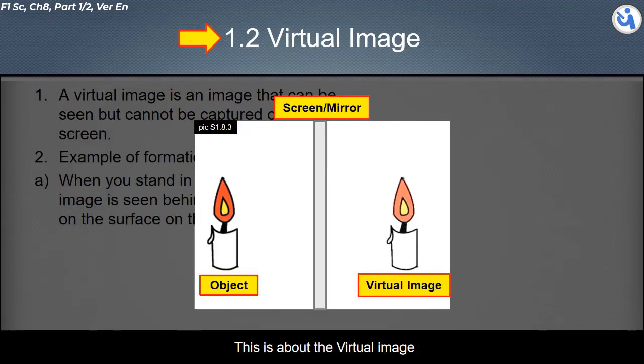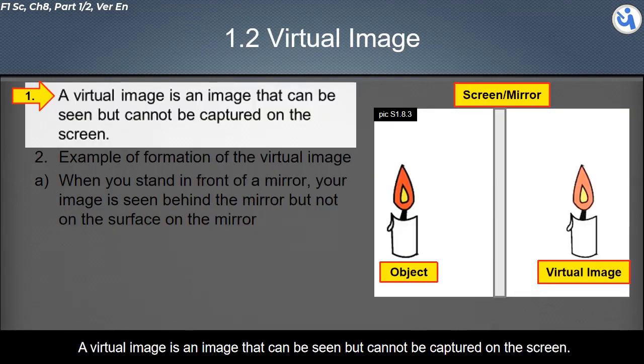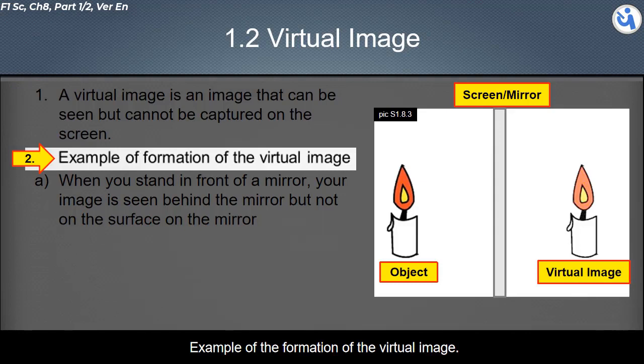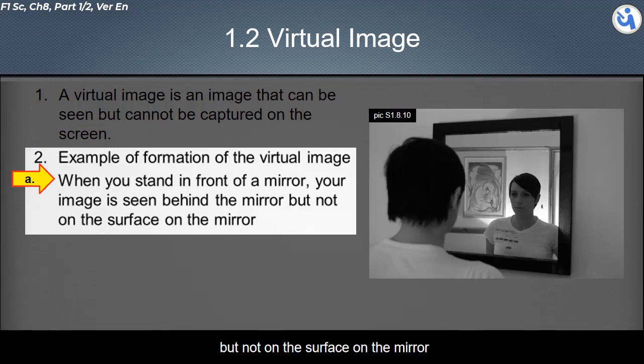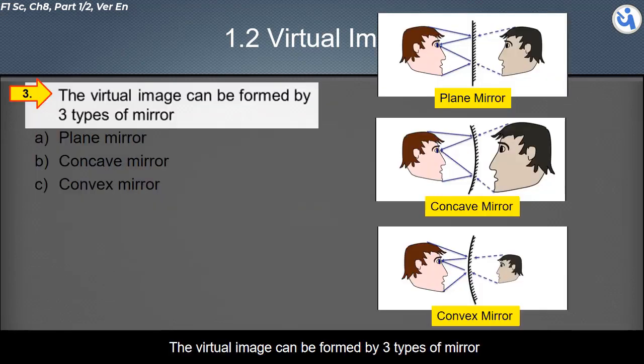This is about the virtual image. A virtual image is an image that can be seen, but cannot be captured on the screen. An example of the formation of a virtual image: when you stand in front of a mirror, your image is seen behind the mirror, but not on the surface of the mirror. The virtual image can be formed by three types of mirror.